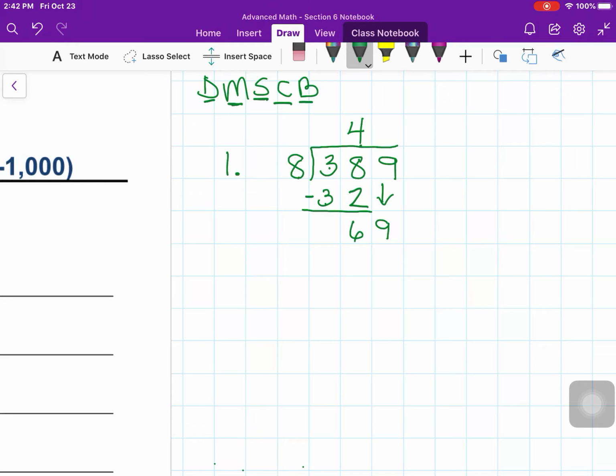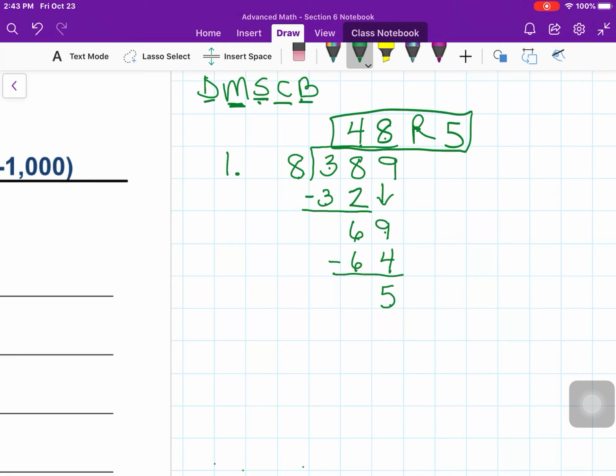So we decide how many times does 8 go into 69. Well, I know that 8, it goes in there 8 times. I'm going to multiply 8 times 8 to get 64. I'm going to subtract the 2, and 9 minus 4 is 5. I check to make sure 5 is less than 8. I bring down, but there's nothing more to bring down. So my remainder is 5. So my full answer is 48, remainder 5.